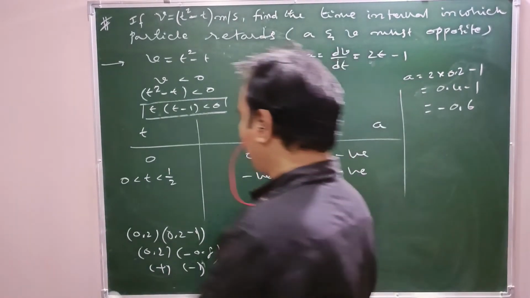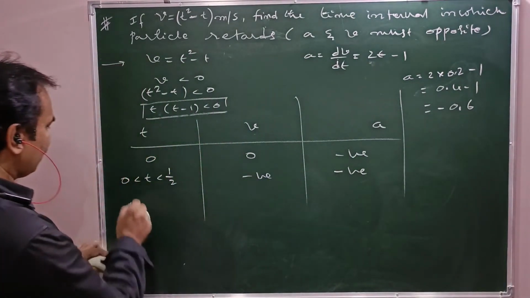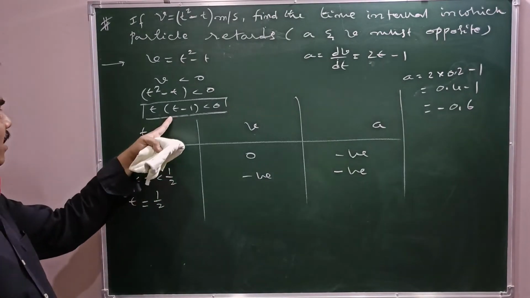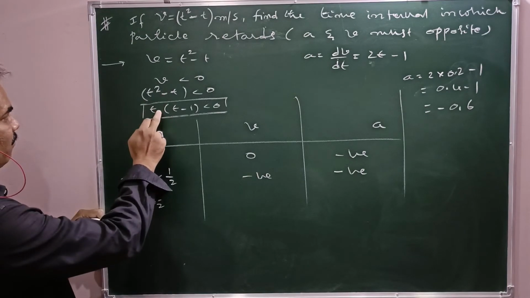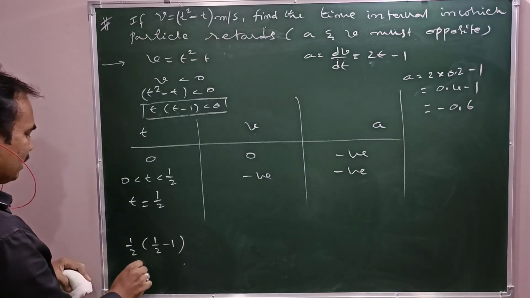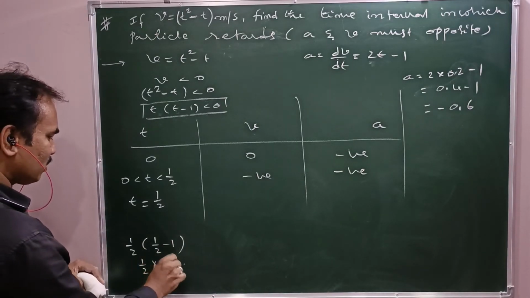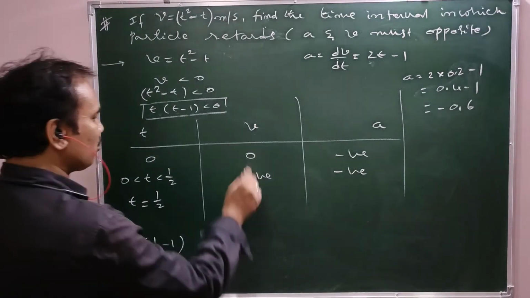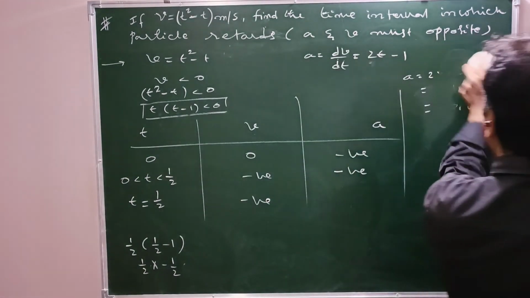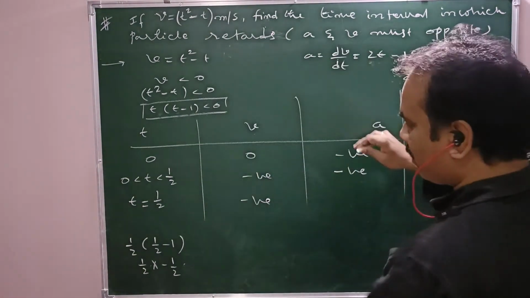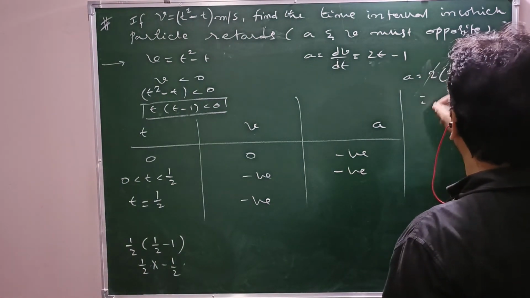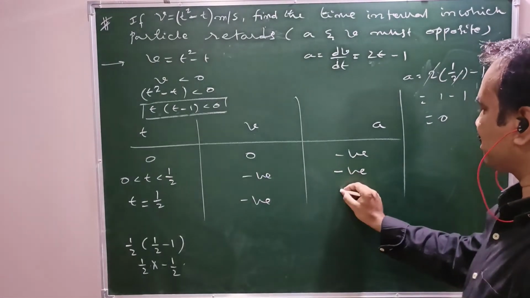Now coming to the third case, t equal to half second, exactly half second. Substitute in this expression, that is 1 by 2 into 1 by 2 minus 1, that is minus 1 by 2. Plus or minus? Minus. So velocity is negative. Now what about acceleration? a equal to 2t minus 1. What is t? Half second. 2 into half minus 1, so 2 cancels, 1 minus 1, that is 0. So acceleration is 0.